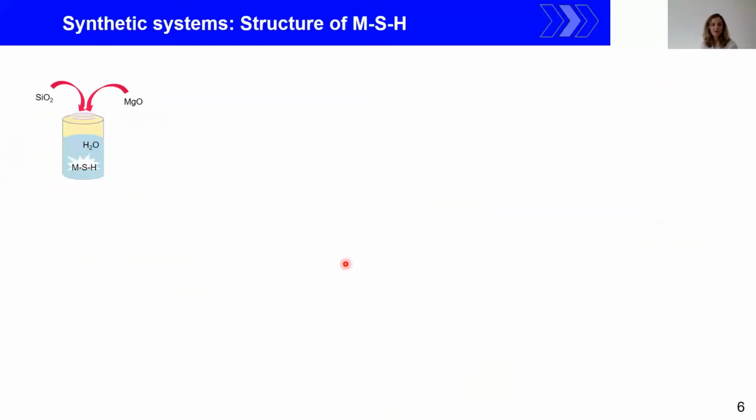So this is where I will start, with a study of M-S-H. This is what I did during my PhD. We worked with batch experiments, meaning that we added magnesium and silica fume into water, and after a few years we looked at the solid phase and the liquid phase to answer the question of what M-S-H actually is.